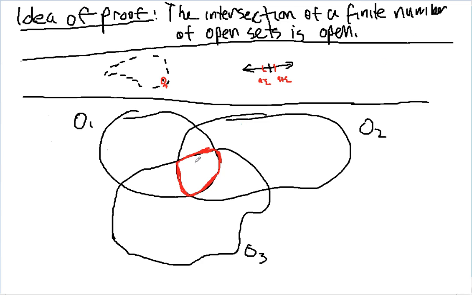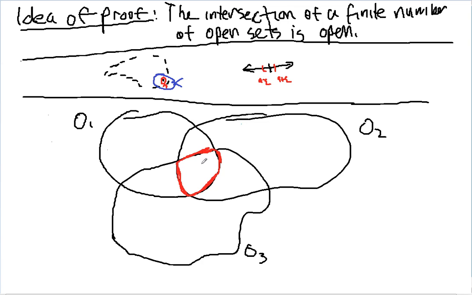How can you tell if something's open? Well, you need to be able to show that for any point in there, you can draw an epsilon ball that's small enough around it. You can draw an epsilon ball that's completely contained within it. You can't have an epsilon ball that looks something like that. You can't hang over outside the edge. That's bad. Don't do that.